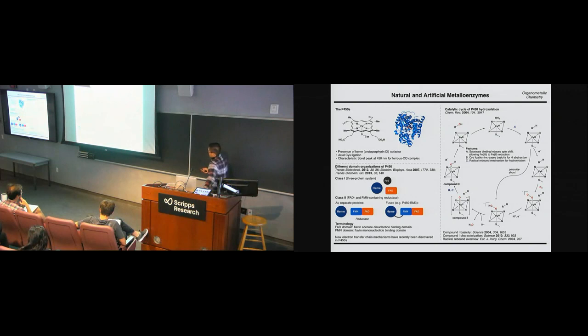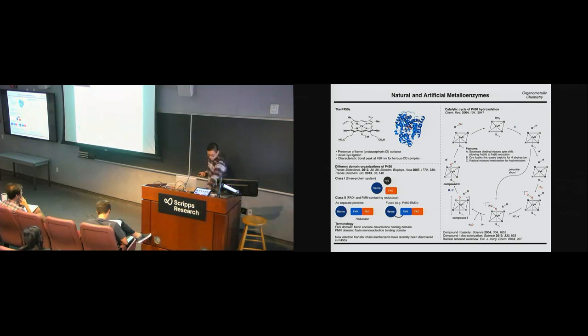This compound is called compound 1, and the identity of this species was characterized by Michael Green in this Science paper in 2010. And this is the species that's responsible for oxygen transfer, essentially. So the first thing that happens is hydrogen atom abstraction from your substrate to give the following species that's called compound 2. And then there will be a radical rebound event that gives you your hydroxylated product, and then returns the metal center to the ground state again.